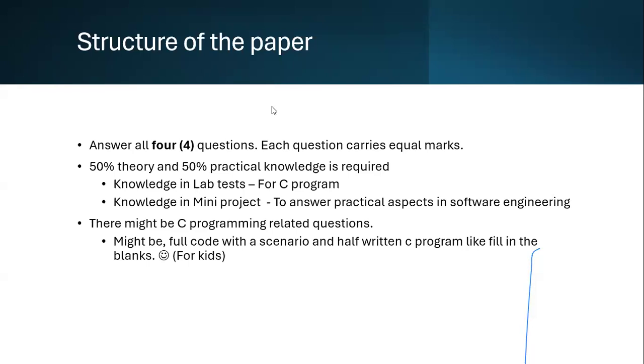So it seems many kids enjoy this fill in the blanks, so I have tried to update the material to include fill in the blanks. I'm not sure, we'll see tomorrow morning how the paper is. There could be a question for fill in the blanks, but if it is not, don't worry. You just think of it as writing a program, right? Next, that's the high level overview of the paper.